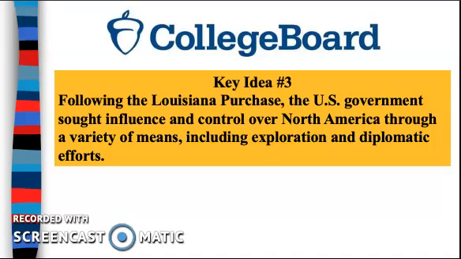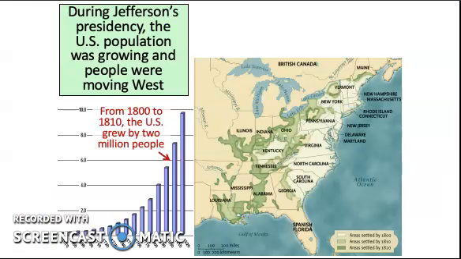Government sought influence and control over North America through a variety of means, including exploration and diplomatic efforts. So we want to look at how exploration and diplomatic efforts are going to be important to our trying to assert control over North America. So first, why do we need to expand?